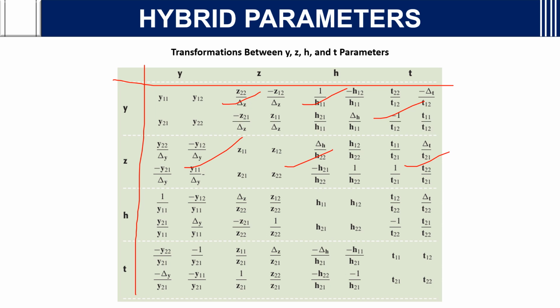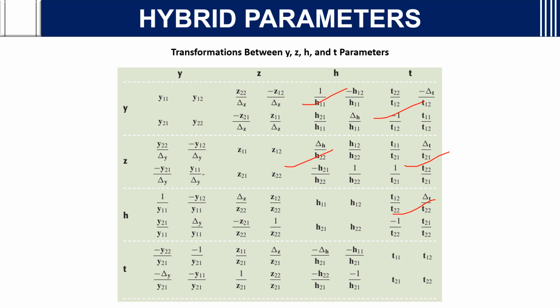H to z, h to y, and h to t. Like that, you can convert from one parameter to another. Rather than remembering this table, if you want, you can remember this table.